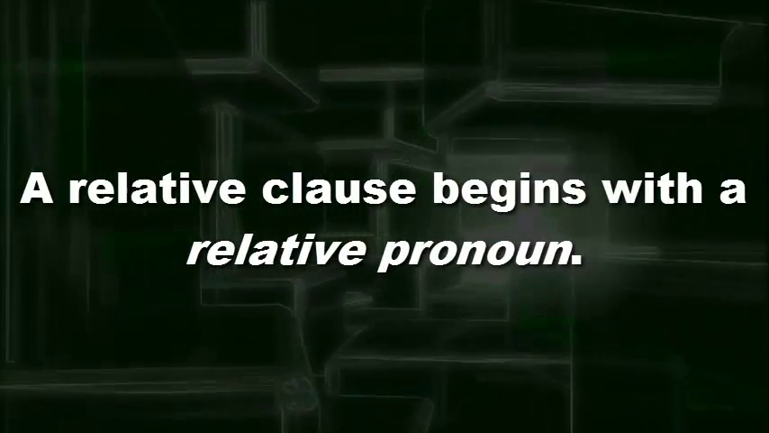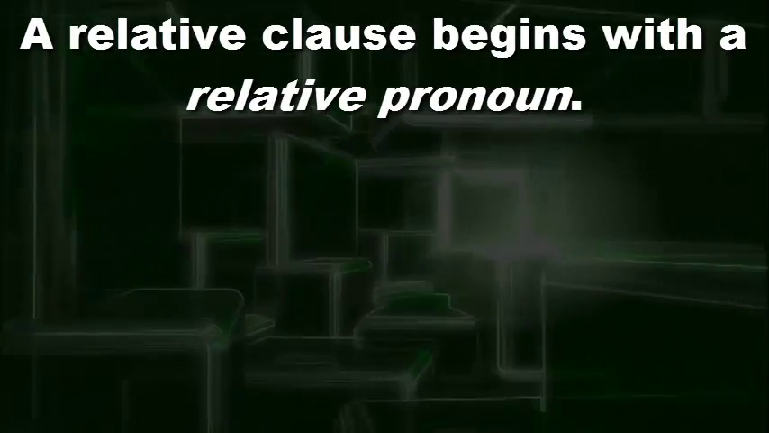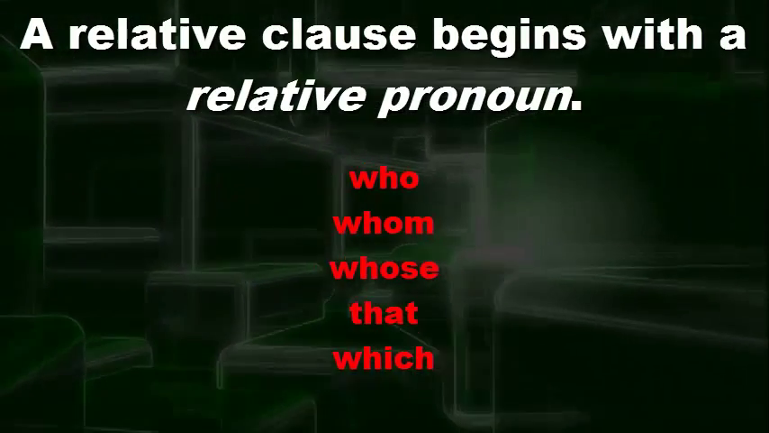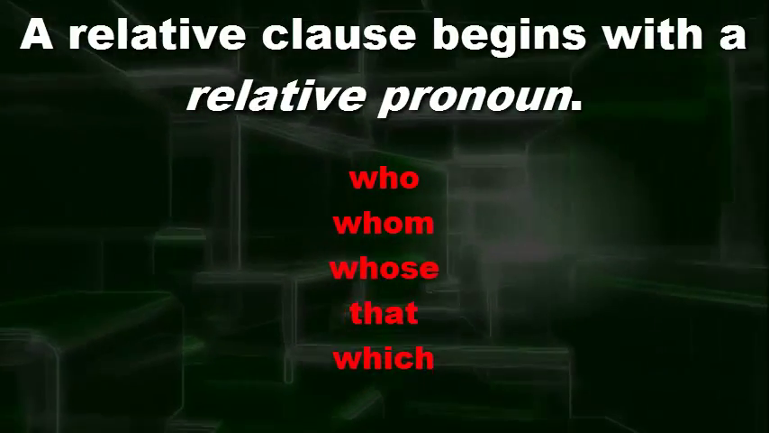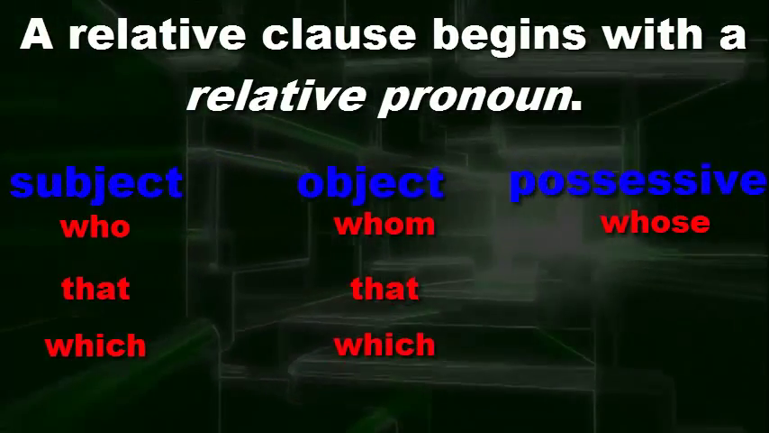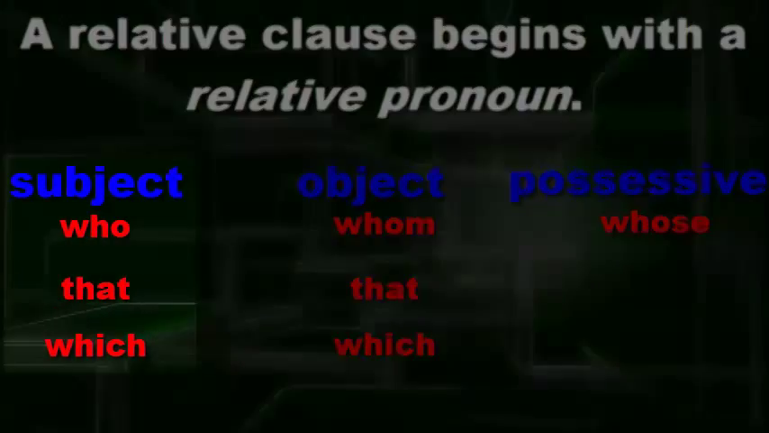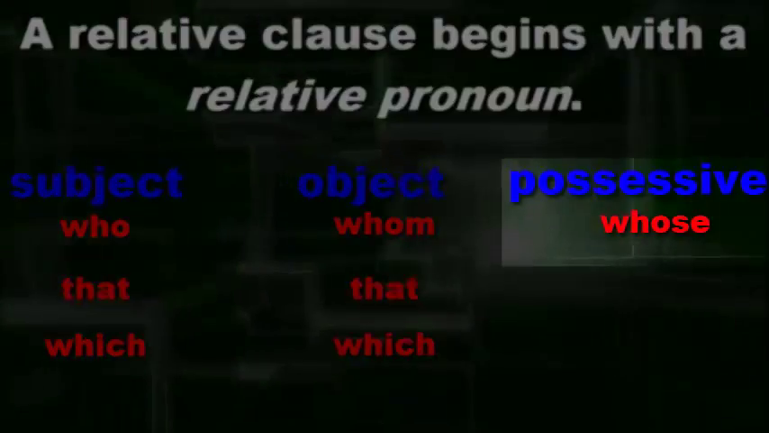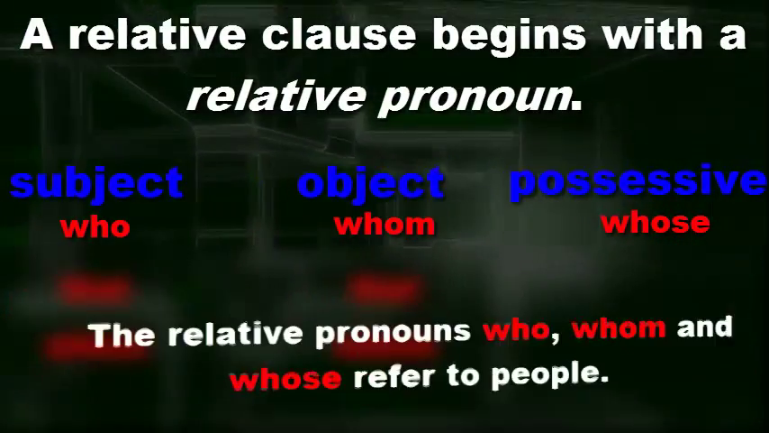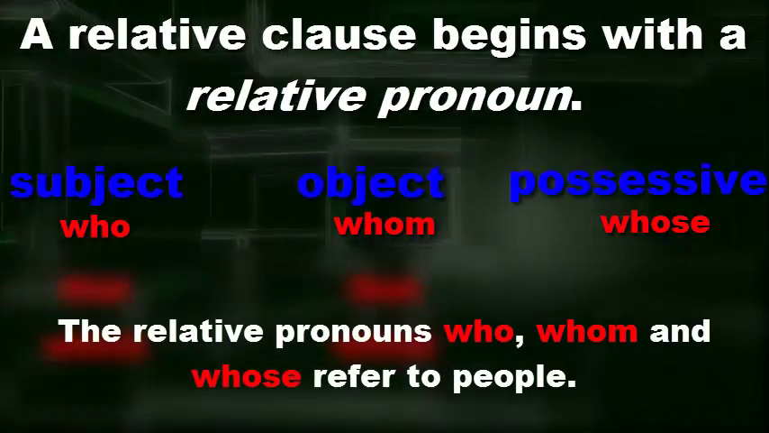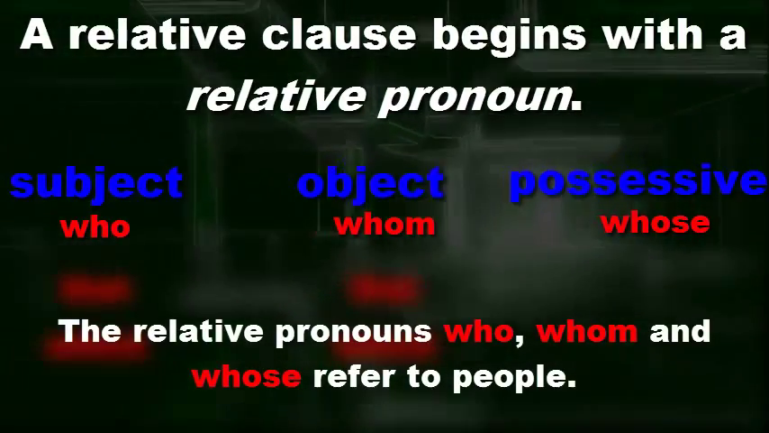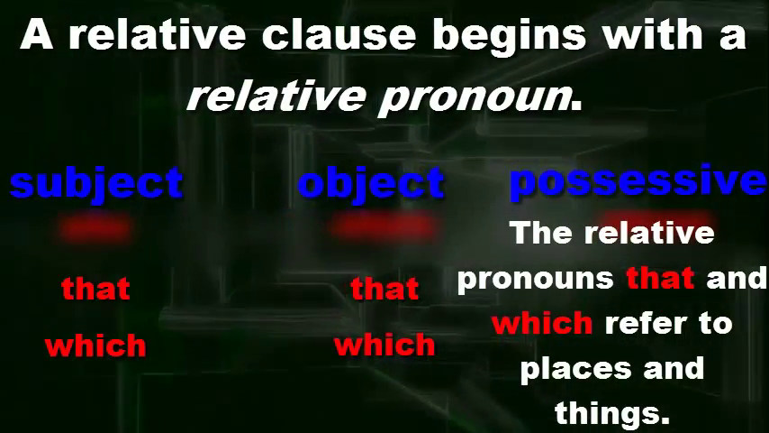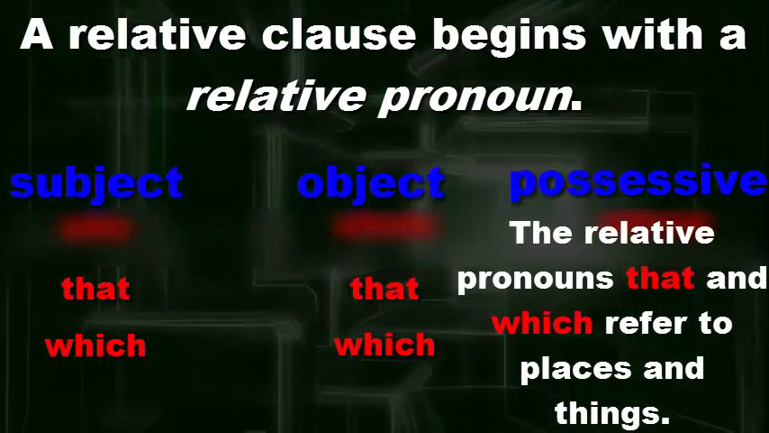A relative clause begins with a relative pronoun. Relative pronouns include who, whom, whose, that, and which. A relative pronoun can function as a subject, as an object, or as a possessive. The relative pronouns who, whom, and whose refer to people. The relative pronouns that and which refer to places and things.